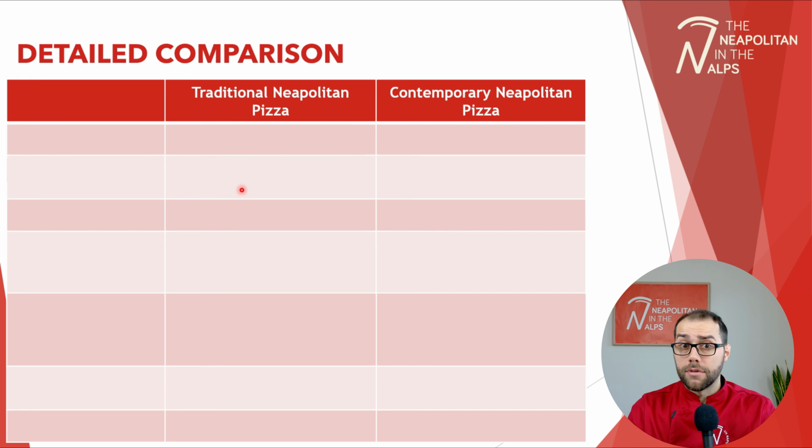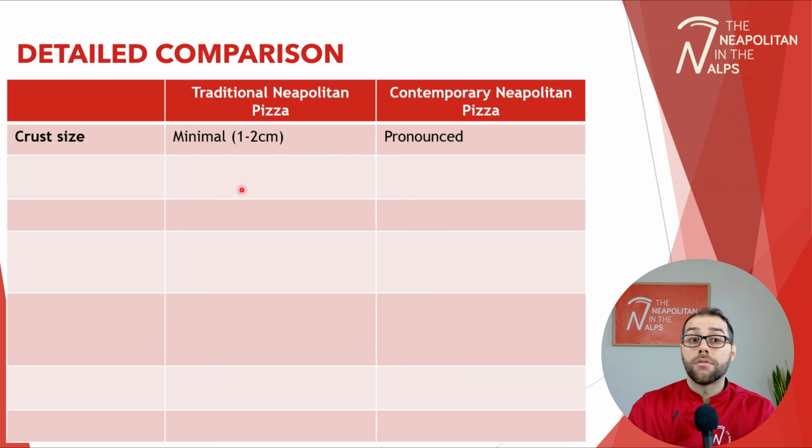So, the data comparison table is here. Let's start with the crust size. For traditional Neapolitan pizza, it's minimal. We still have a crust, to be clear, but it goes up to 2 centimeters. For the contemporary Neapolitan pizza, it's more pronounced. It can be even bigger than 2 centimeters.